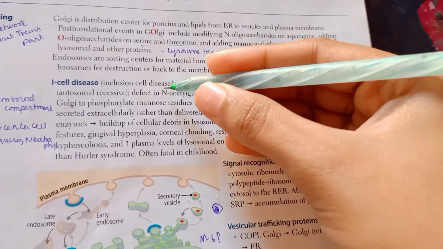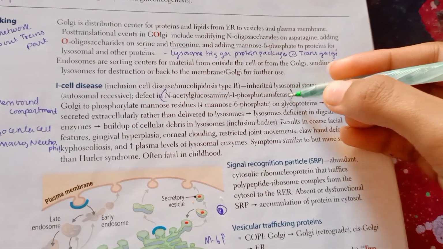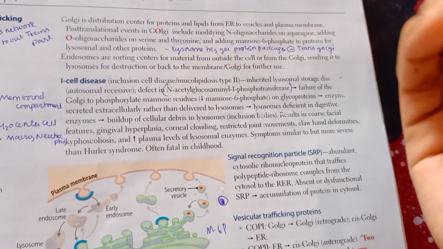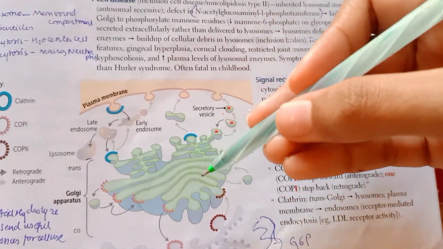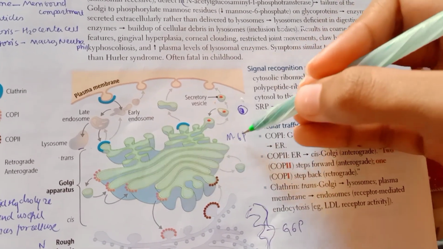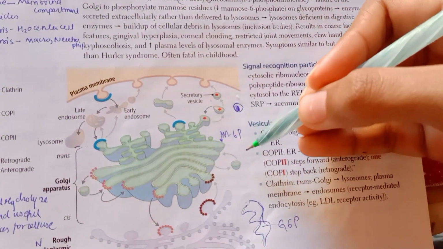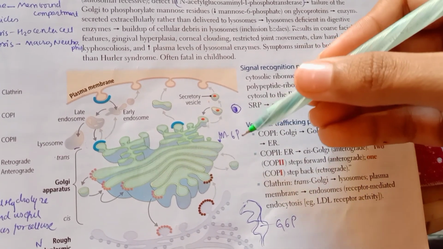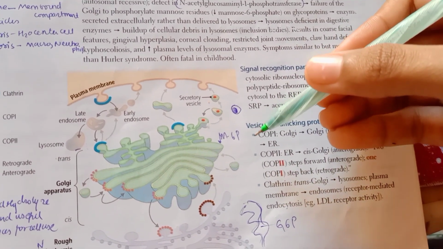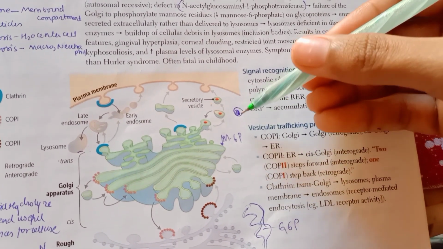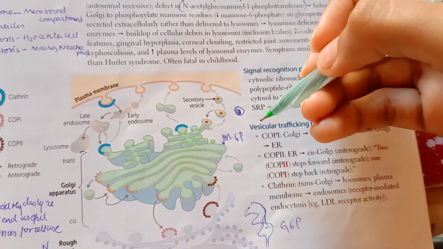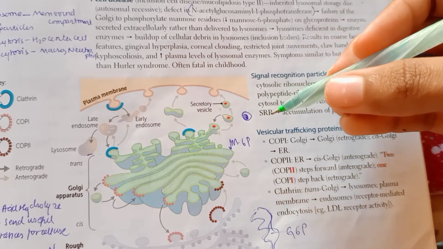You can see this enzyme. There's a defect in this enzyme. As this enzyme is not present, there is failure of the Golgi to phosphorylate mannose. So if mannose is not phosphorylated, this will drop. As this is dropped, it is now actually secreted extracellularly, and this vesicle will not go to the lysosome but instead is secreted outside of the cell.